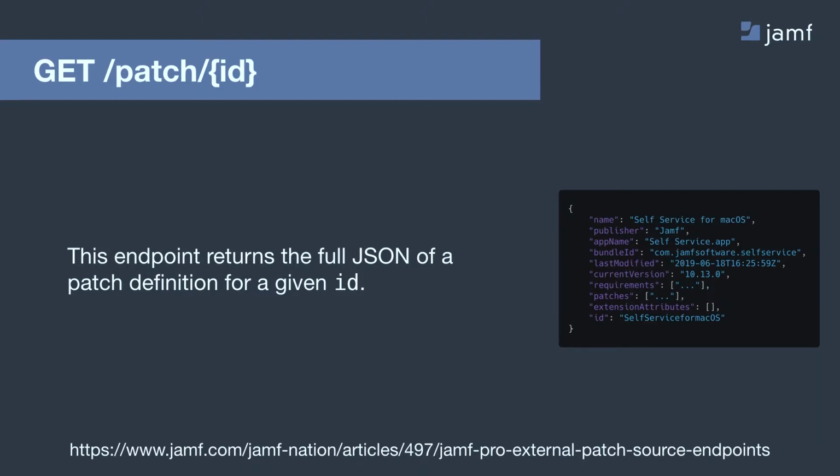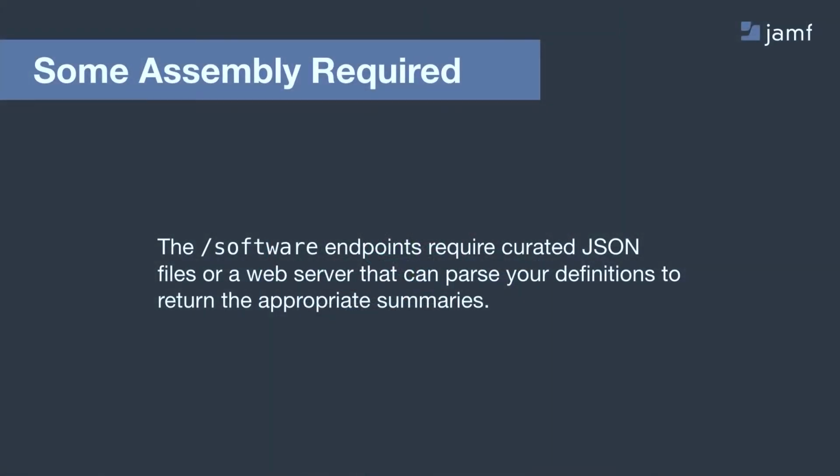And that's really it. That makes up an external patch source. It's those 3 endpoints. But there's some assembly required there because, as you noticed, you have 2 endpoints where not only do you have to return an array that's just a summary of your definitions, but you also have to have the ability to return only a subset of them.